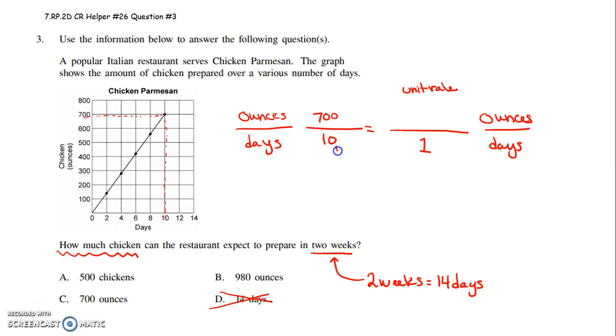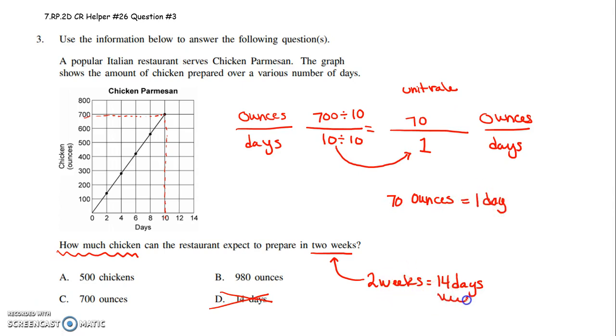So I look here and I know something about my denominator. How do I get from 10 to 1? Oh, 10 divided by 10 is 1. If I divide the denominator by 10, I must also divide the numerator by 10. 700 divided by 10 is 70. So I know in 1 day, they use 70 ounces of chicken. So I'm just going to put that, 70 ounces in 1 day.